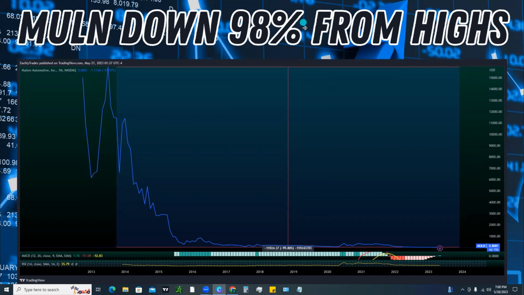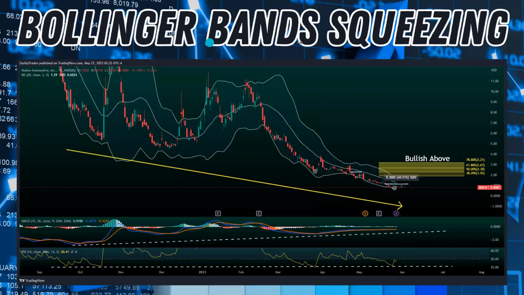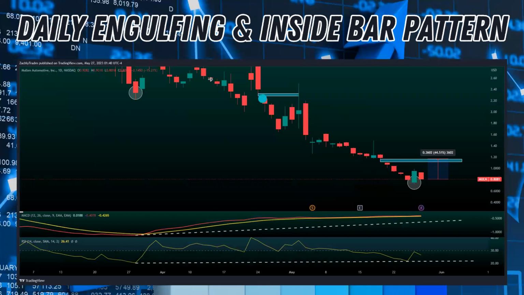We're going to go over Mullen, ticker symbol MULN, and as we can see, it's down massive from its highs. We're going to take a look at the Bollinger Bands currently squeezing here, go over what the Bollinger Bands are, take a look at some of the current different setups we have in the chart right now, and then we'll zoom in on the daily time frame.